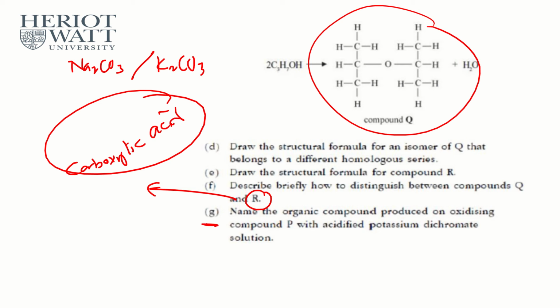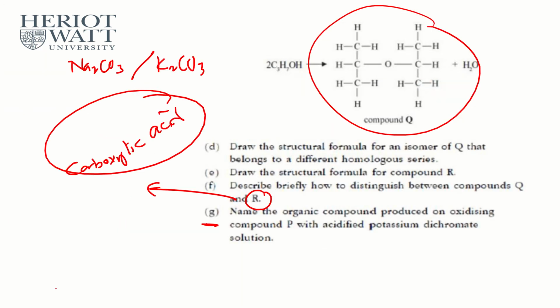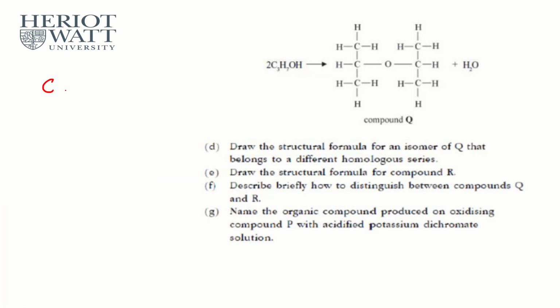And for G, name the organic compound produced on oxidizing compound P with acidified potassium dichromate solution. Now, what is that compound P again? Compound P is actually this, a secondary alcohol, which I'm going to draw again here so that you know what's going on. Now, this is P, which is the secondary alcohol. The rest all H, right? That's P.